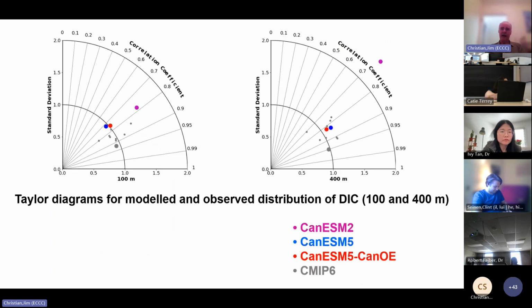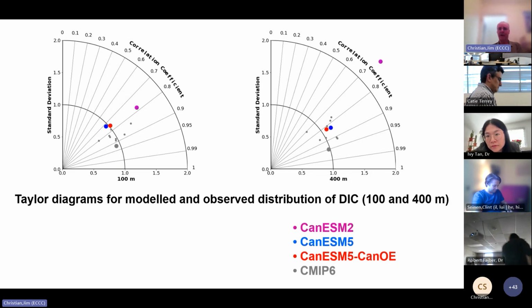So this is DIC, again, dissolved inorganic carbon. This is the total amount of CO2 dissolved in the ocean waters. And here we're showing Taylor diagrams. I'm assuming people know how to interpret Taylor diagrams, although I'm aware that not everybody does. But these are for depths of 100 and 400 meters. So basically it shows the spatial pattern correlation of the spatial distribution of DIC on these two depth horizons.